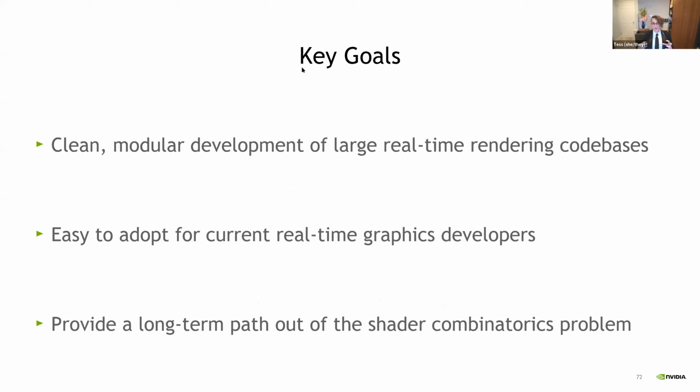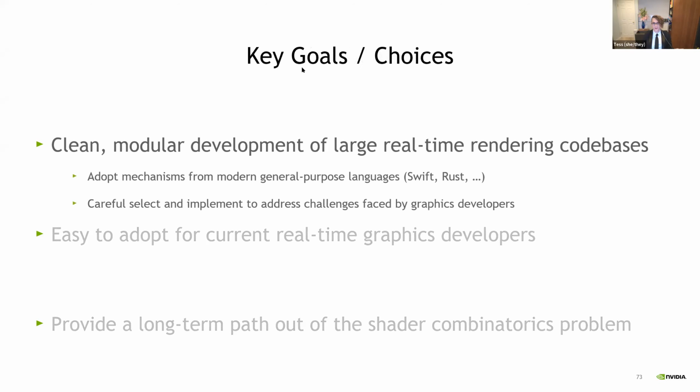A next priority was that we needed this system to be easy to adopt for current developers. We just knew that they already had existing investments in shader code, and we wanted to make sure they could bring it to a new system. And finally, when I talked about the shader combinatorics problem, we recognized that there was no clear path forward as an industry on this problem, and that finding such a path was going to have a component that the language and compiler needed to play, given the rampant preprocessor use. So each of these key goals then informed our choices in implementing the system. I'm going to go through these briefly.